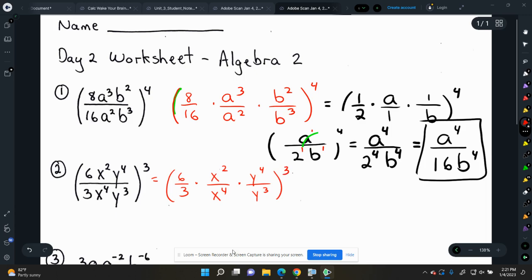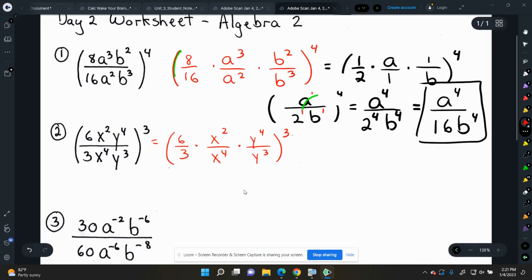Okay, so we're just working inside. So this becomes, let's say 6 over 3, that's 2. X squared over x to the 4th, what happens to that? 1 over x squared. Good. There's 2 x's left on the bottom. And then we have y to the 4th over y to the 3rd, which is going to leave me with y to the 1st on top.